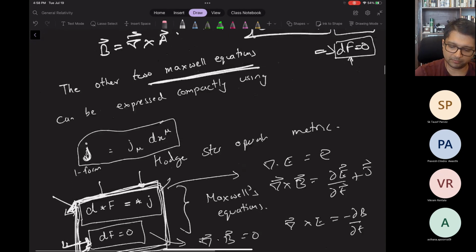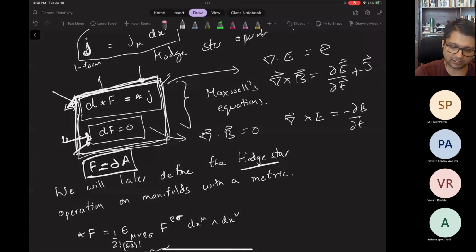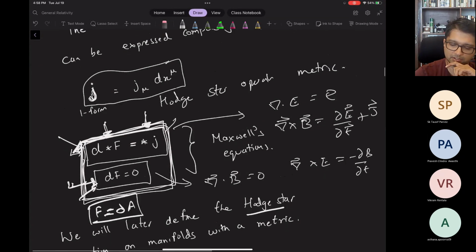Well, even the other equation will be true, except that the star will mean different things in different backgrounds. The Hodge star operation means different things in a different background. So this equation is also true in an arbitrary background, except star means different things. It's a metric dependent definition.